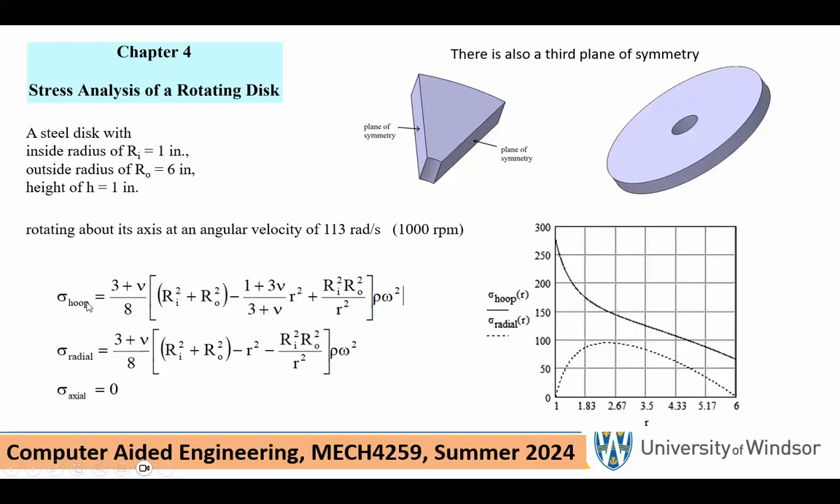Hoop stress and radial stress are plotted here. The dashed one is the radial stress. So basically, it's zero at the hole in the middle, and then zero on the outside, and there's a maximum value that it achieves. So this dashed curve is the radial stress. The hoop stress is never zero, biggest on the inside, and of course it drops down, but it never goes to zero on the outside.